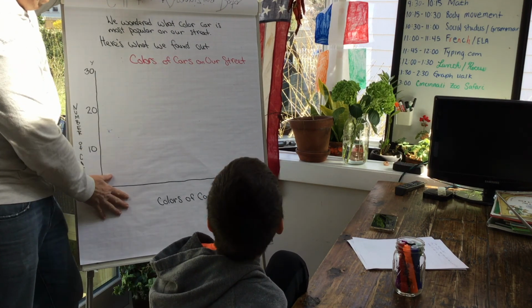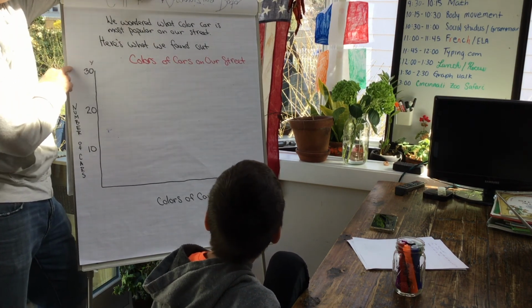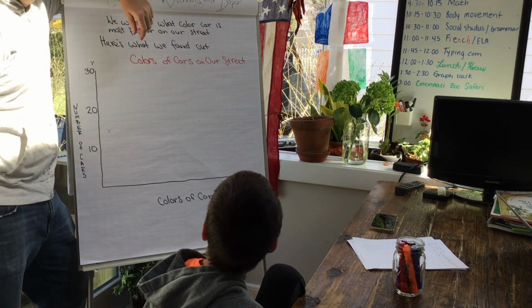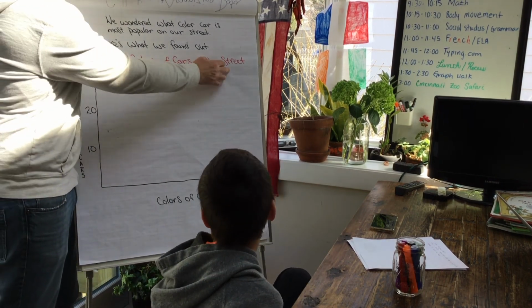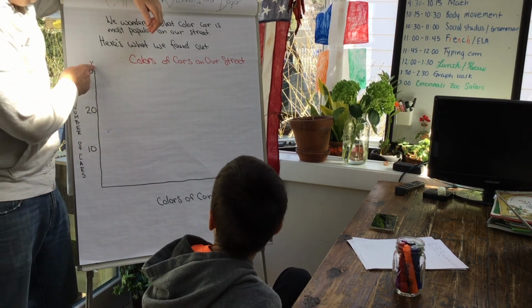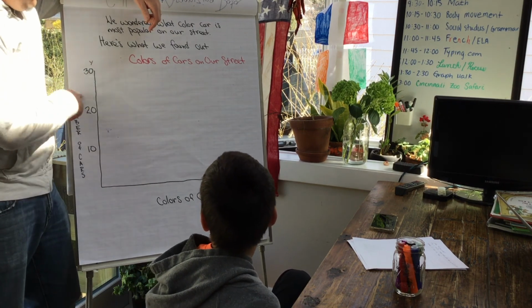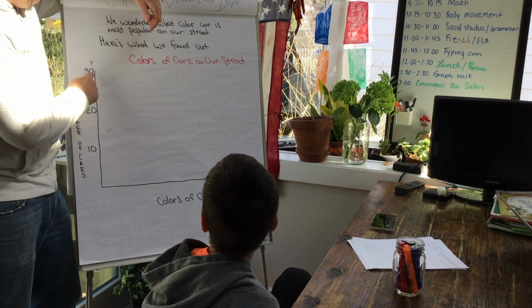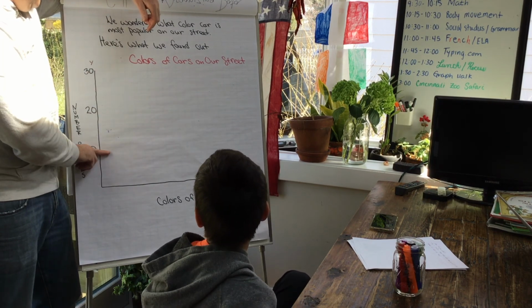And this is a graph, and our graph answers this question. We wondered what color car is most popular on our street. Here's what we found out. This is the title of our graph, colors of cars on our street. Now we have what's called the y-axis, that goes up and down. Now the y-axis will have the number of cars. And I broke it up counting by what? Tens, right? So if you go up to here, that's 10 cars.